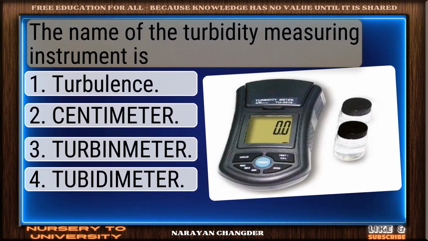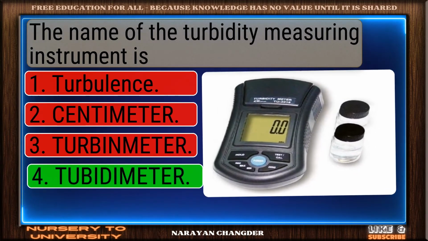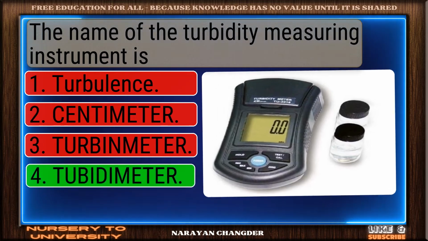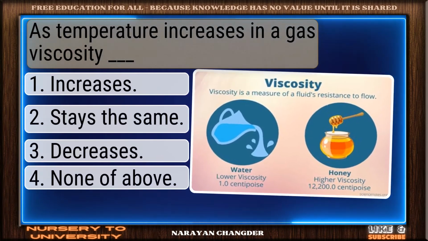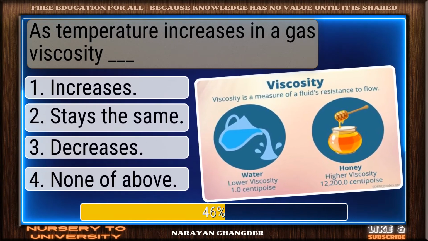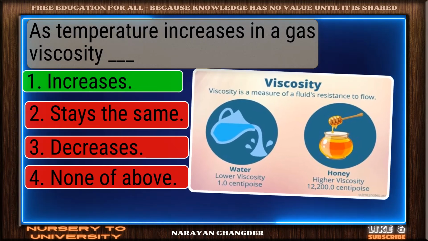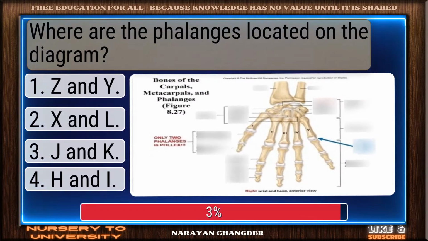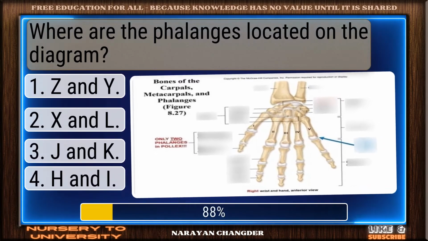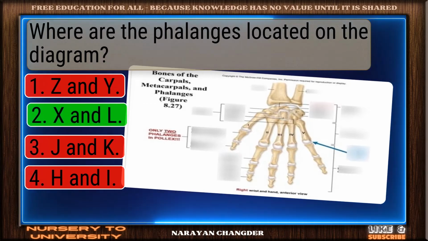The name of the turbidity measuring instrument is. Nice work. You chose turbidimeter and it is correct. As temperature increases in a gas, viscosity dash. Right again. Increases is a valid answer. Where are the phalanges located on the diagram? Sharp thinking. X and L is the right choice.